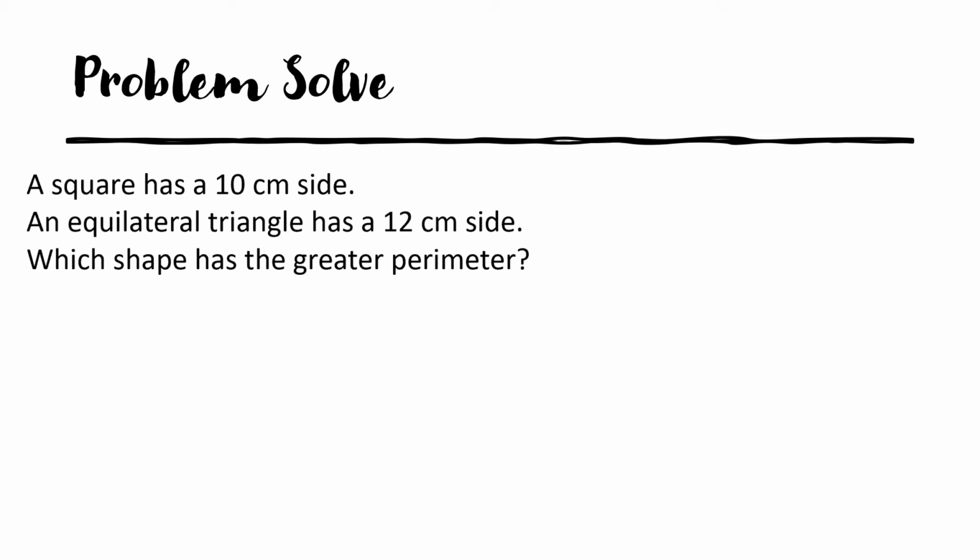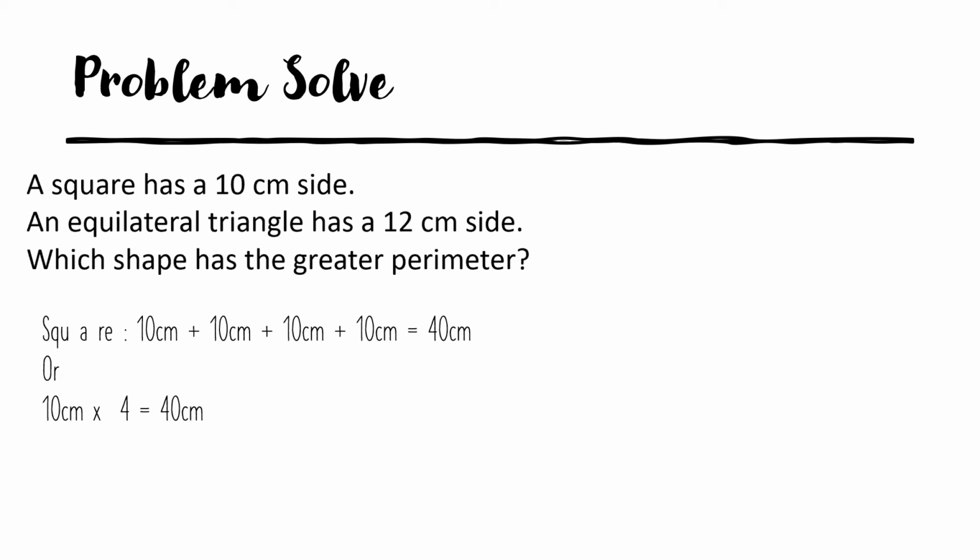How many sides does a square have, Key Stage 2? Fantastic, it has 4 sides. Let's start with working out the perimeter of a square first. Now, I could do 10 add 10 add 10 add 10 to get to the answer 40. Or another method I could use here is 10 times 4.